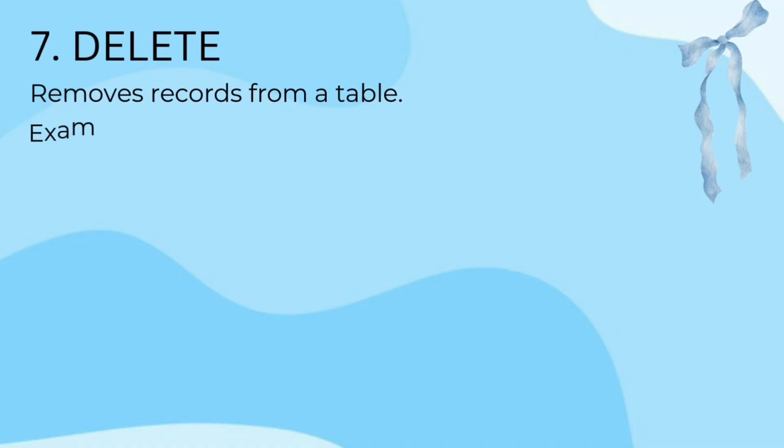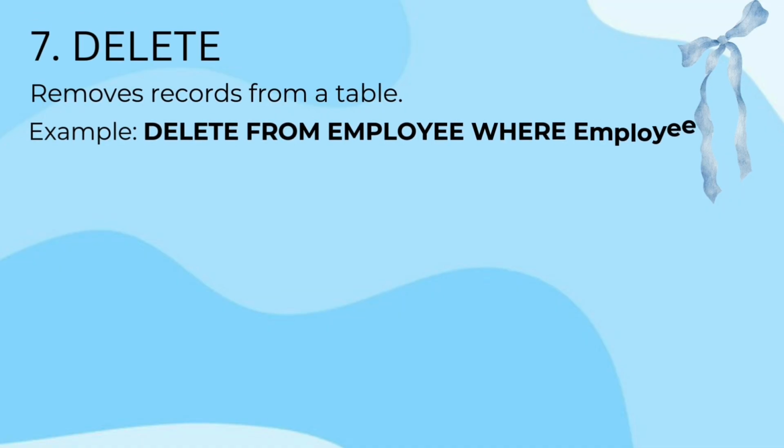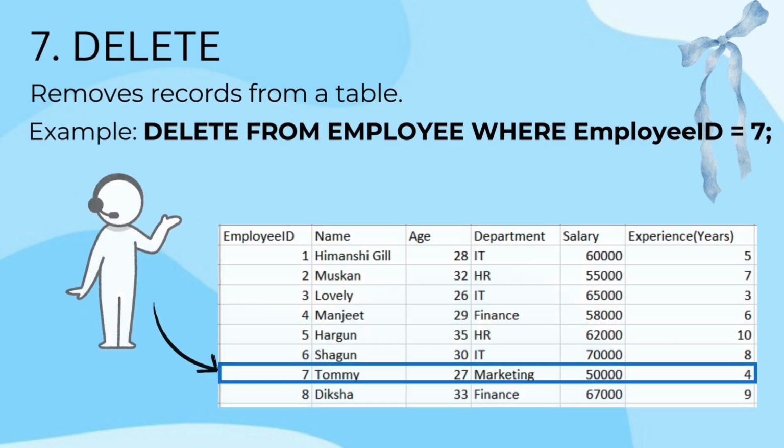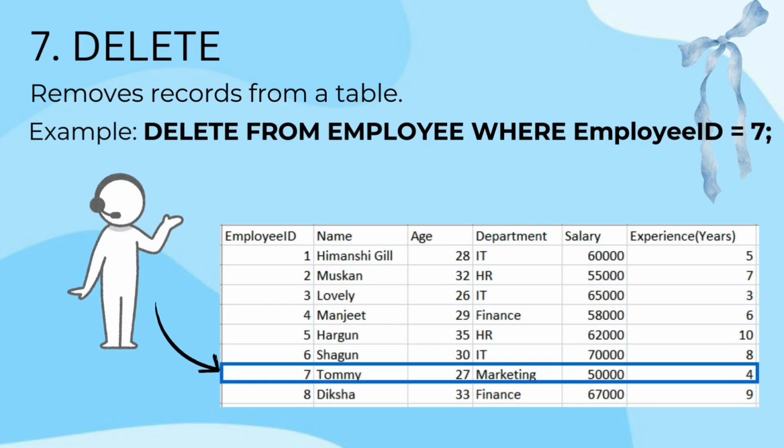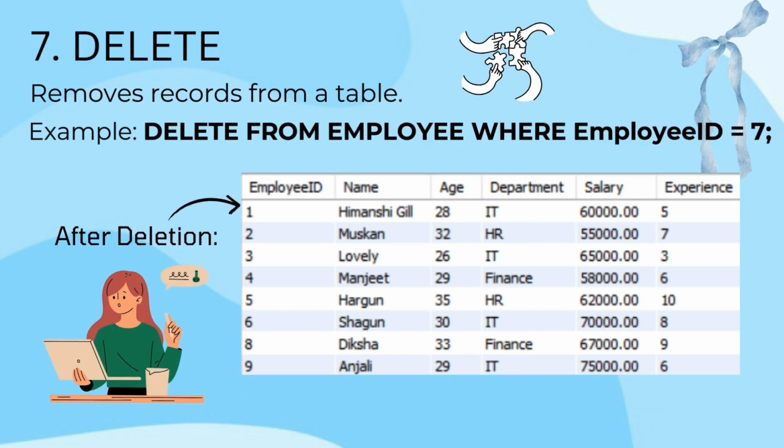Moving now, it is the delete command. This removes records from the table. In this example we are deleting the employee who has employee ID 7. If we check out the employee table, the employee having employee ID 7 is Tommy, 27 years old, working in the marketing department with a salary of 50,000 and 4 years of experience. After deleting this employee, we cannot see the marketing department in the table as Tommy was the only one in that department, and we deleted his details.